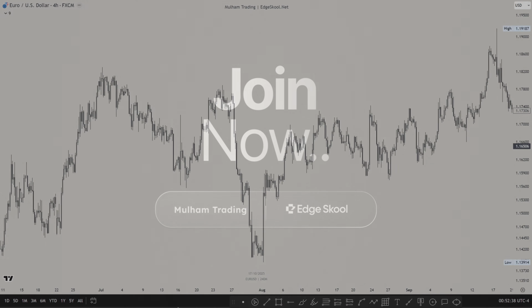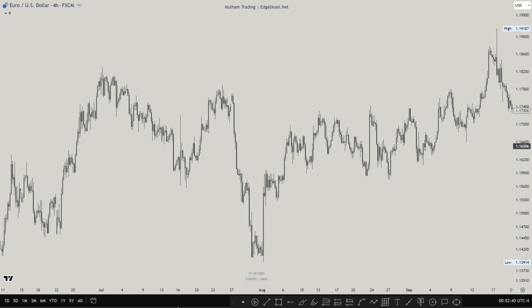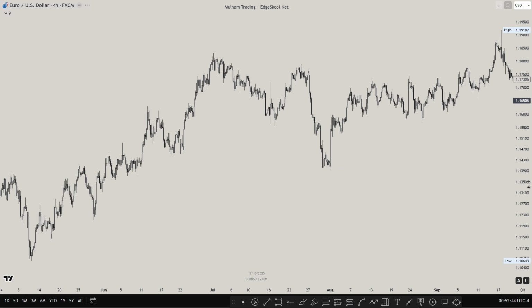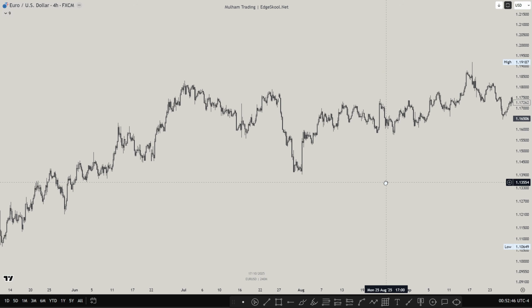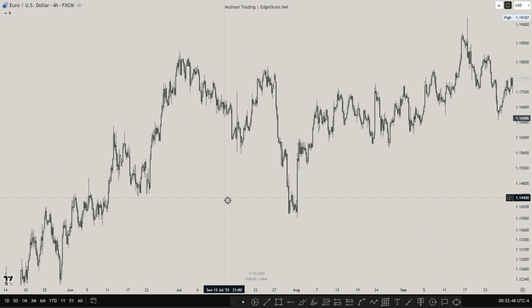Let's continue. Let's look at some examples regarding the approaches into the key level, the types of approaches. One thing I want you to see: now I'm zooming out in the chart, and this is EURUSD on the 4-hour time frame.